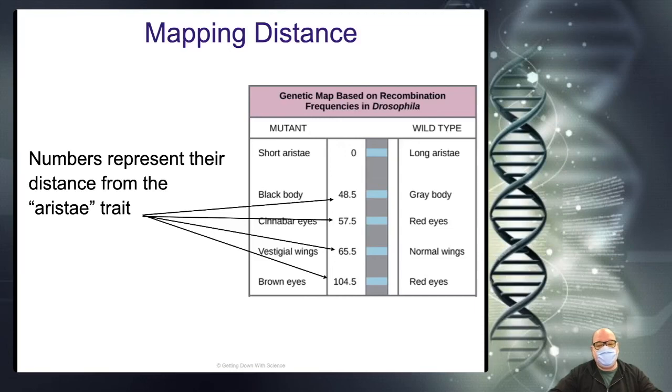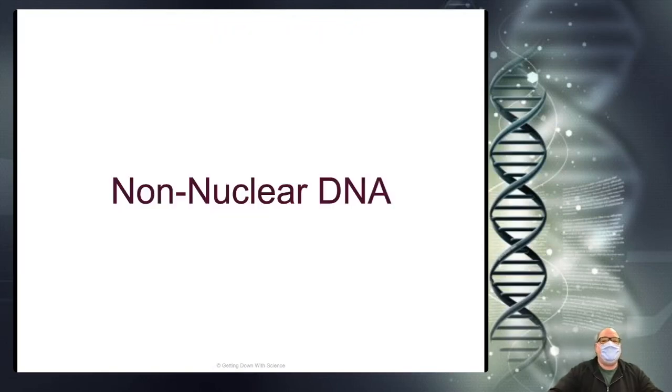Okay. Oops, sorry. These numbers represent how far these traits in fruit flies are from these things called aristae. And so short and long are the same gene, and the farther you get away from it, the more likely it is to have recombination. Okay, I'm going to stop here.